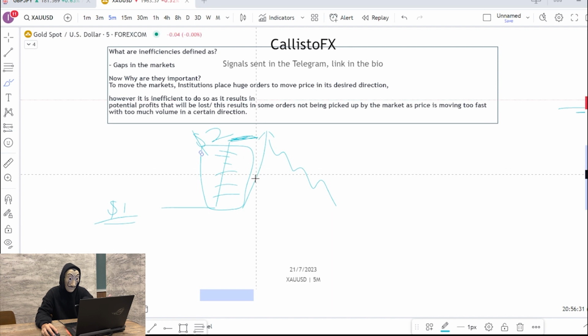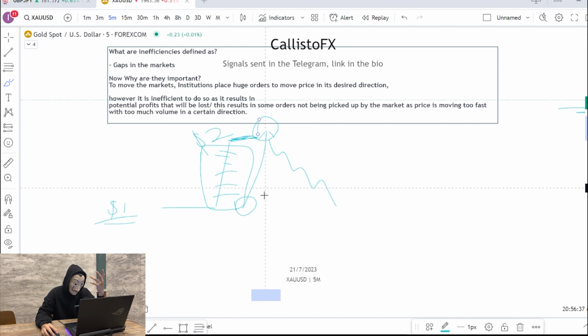Basically, you have an impulse from one point to another, and when you have that impulse, you expect price to come down in time to fill these orders. This is what inefficiency is. Now I'm going to show you on the charts how to spot inefficiencies by looking at the candle bodies and the wicks. Let's get into it.